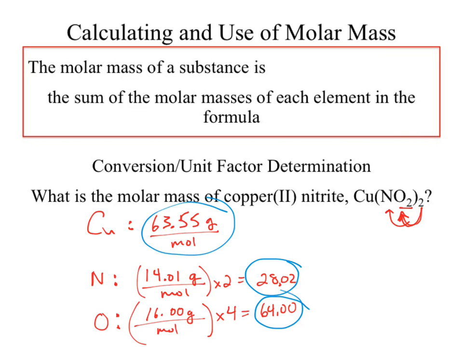155.55. All right, that's going to be an important number to write down. 155.55. Did everybody get that number? Unanimous decision. 155.55 grams per mole. Why is that going to be an important number to write down?